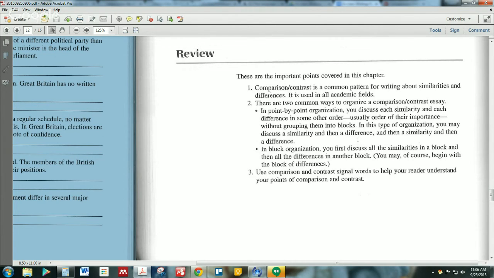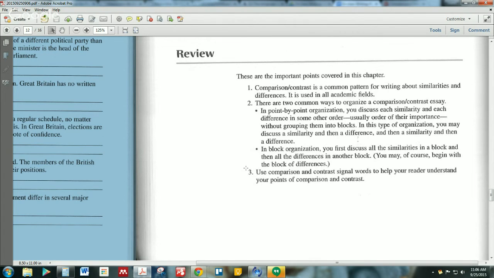There are two common ways to organize your comparison contrast essay. Point by point organization: you discuss each similarity and each difference in some order, usually the order of importance, without grouping them into blocks. In this type of organization, you may discuss a similarity and then a difference, and then a similarity and then a difference. In block organization, you first discuss all the similarities in a block and then all the differences in another block. Of course, you may begin with a block of differences and then in the second part, discuss similarities.